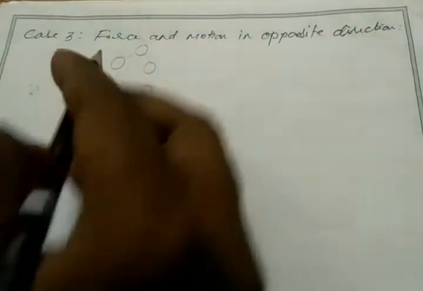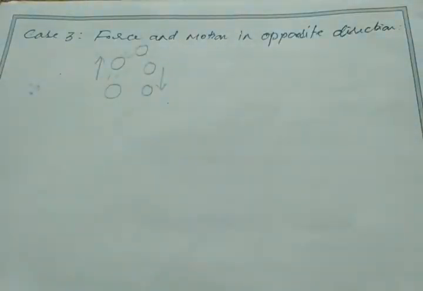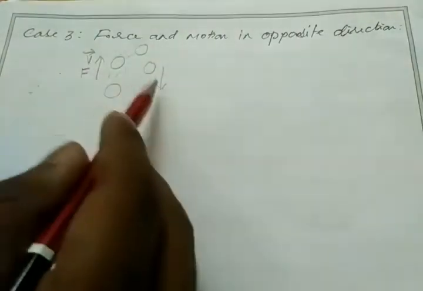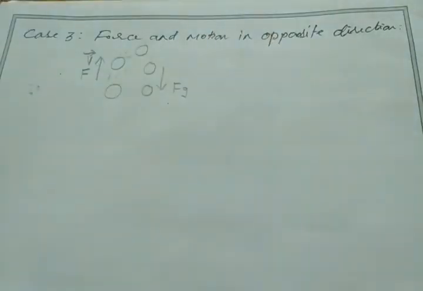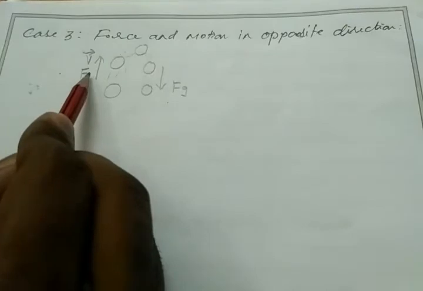Here the motion of the ball is upwards. What is the force acting on the ball? Why does the ball again come downwards? Because of gravitational force. Here we give some external force, that's why the object is moving upwards. The force acting here is gravitational force, which pulls the ball downwards. So here the force is downwards but still the object is moving upwards.